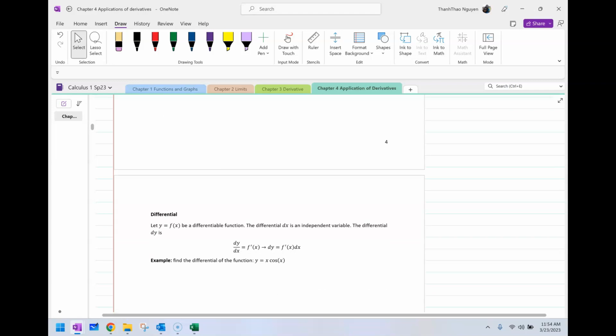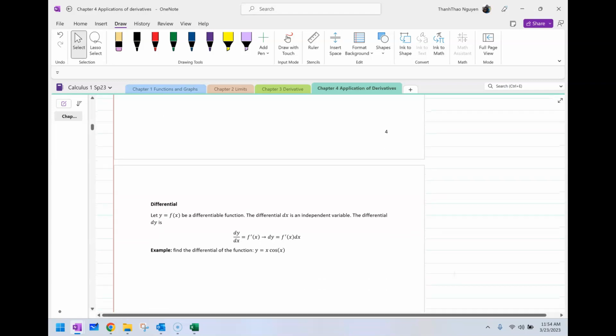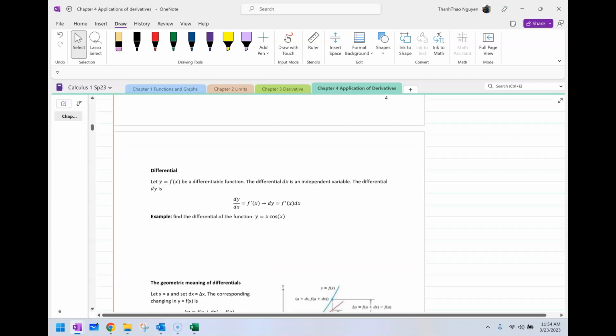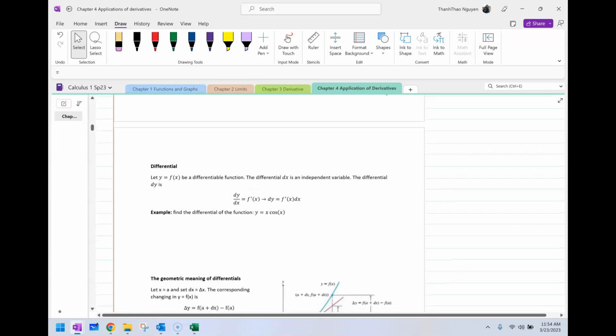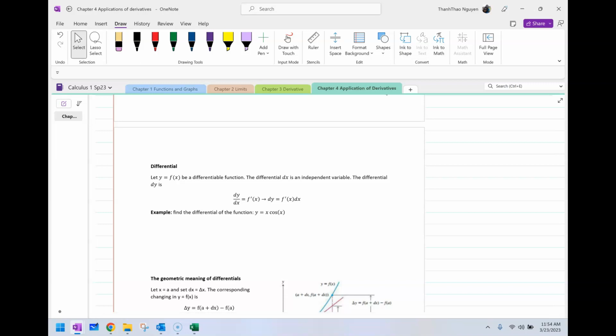Differential. Let y equal f of x be a differentiable function. The differential dx is an independent variable. The differential dy is given by dy/dx equal to f prime of x, right? This means dy equals f prime of x times dx.